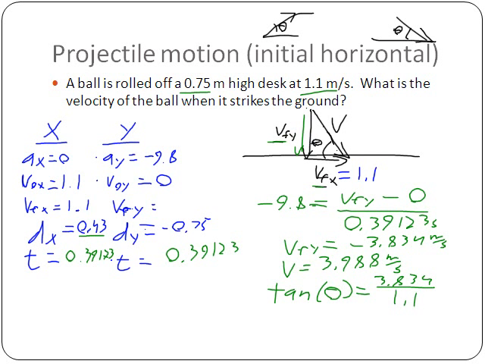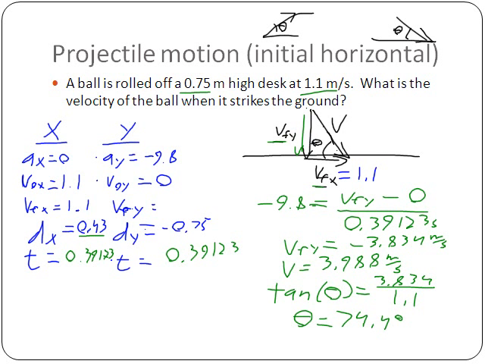Note that we didn't use the negative here, because once we got our triangle set up and we confirmed that the direction on that vector was going down, we don't have to worry about that. We're just interested in the magnitude of each side at this point. And so we'll take arctangent of 3.834 over 1.1, and that gives us a value for theta of, let's see, arctangent of that, 74.4 degrees.